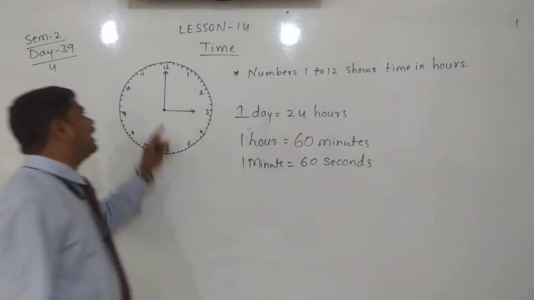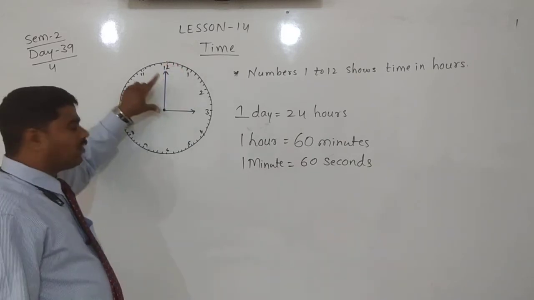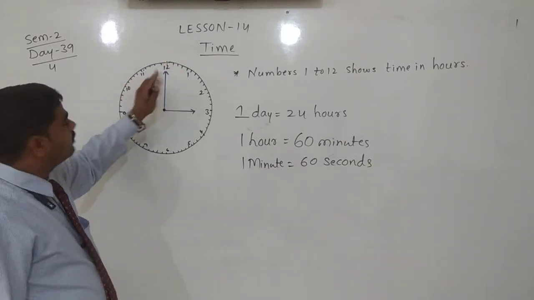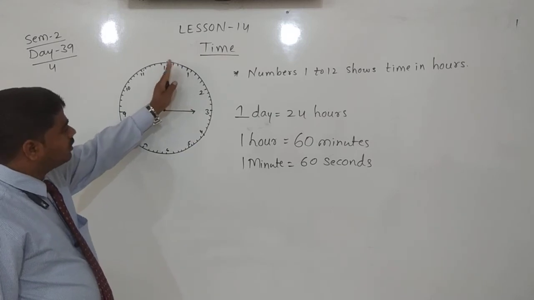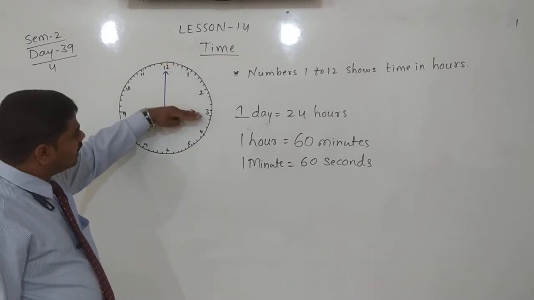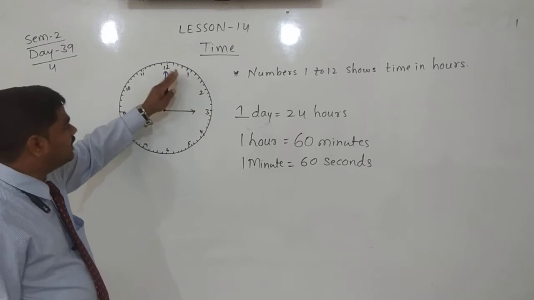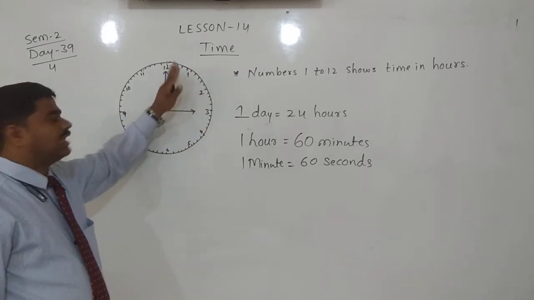Here there is another hand, the longest one, that moves very fast, per second. The minute hand moves slower than the second hand, and the hour hand is the slowest of these hands.